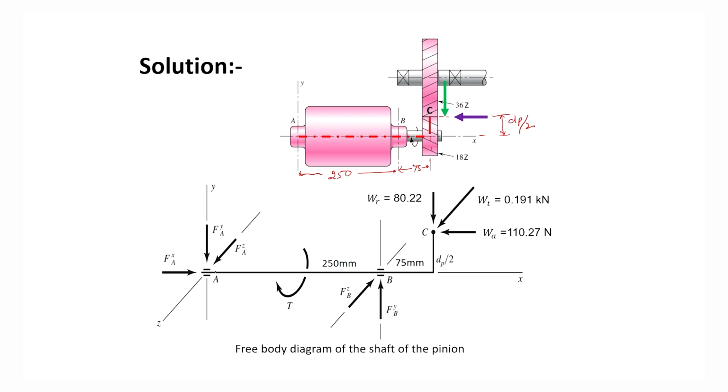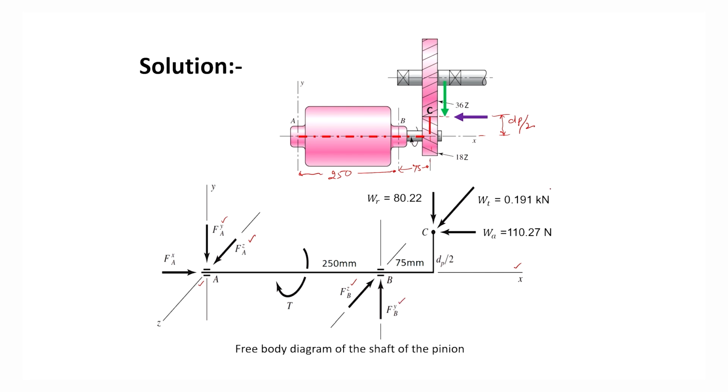Now, we have to show the reactions which will act at bearing A and bearing B. Bearing A will take the thrust load, so it will have an axial component also, taken as FAX, and the two other reaction forces of the bearing are FAZ, the reaction in the z direction, and FAY, the reaction in the y direction. Bearing B is only a radial bearing and will not take the thrust load, so there will not be any reaction in the direction of the axis of the pinion shaft, that is x. It has only reaction components in the z direction and the y direction.